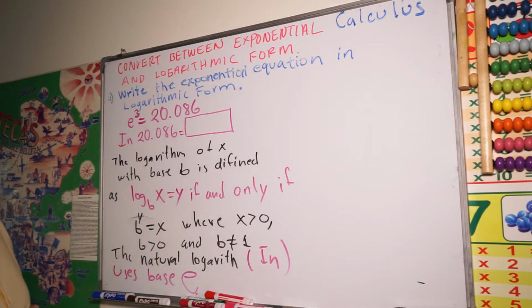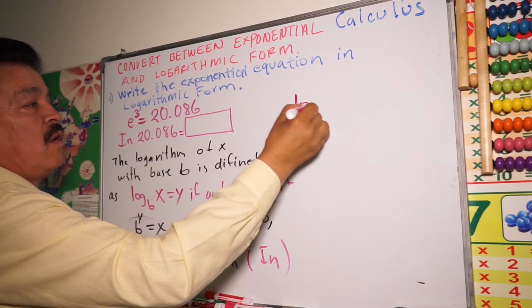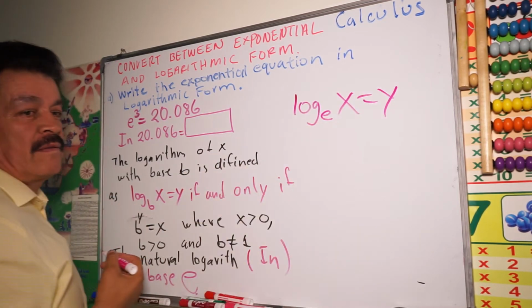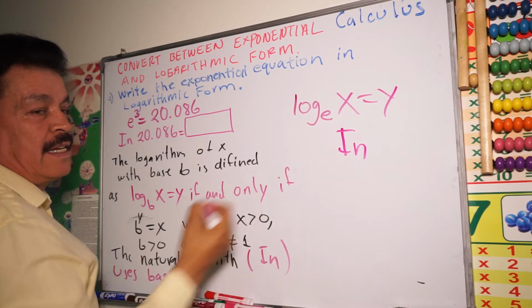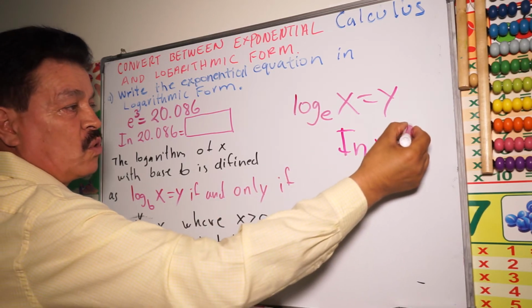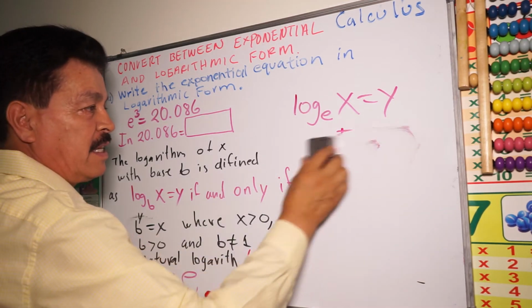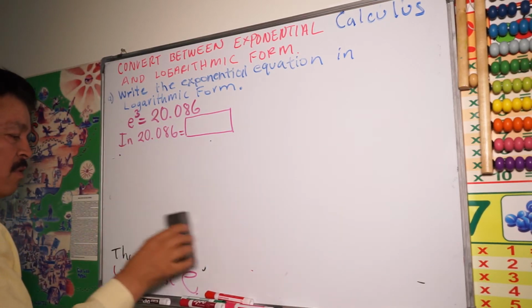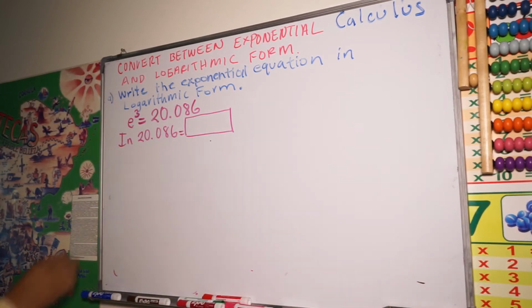So the natural logarithm is like this: log_e x equals y, right? It's the same thing as ln x equals y. Okay, so after this background, let's go and solve the problem. This is our problem for today. After we review this concept, let's go and solve the problem.